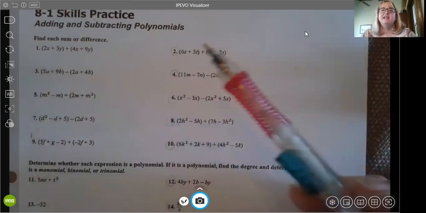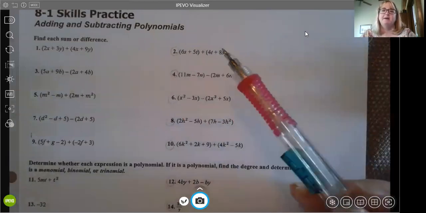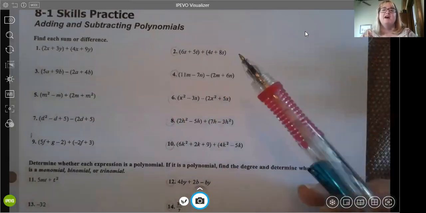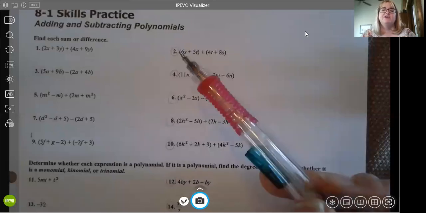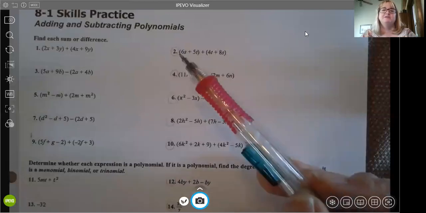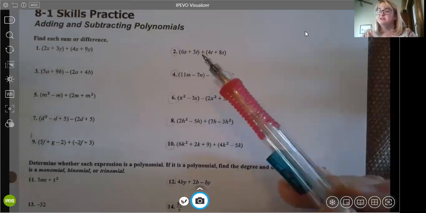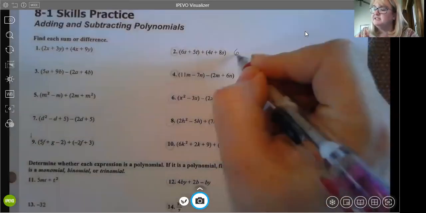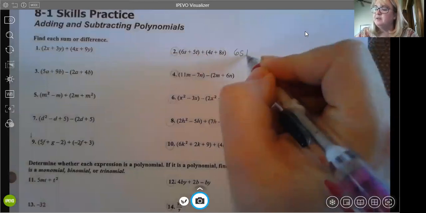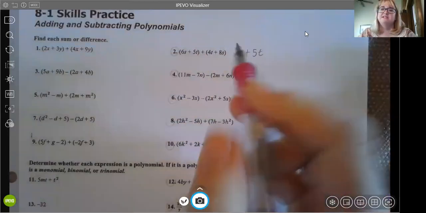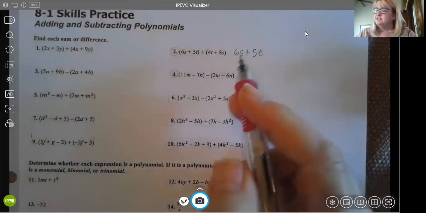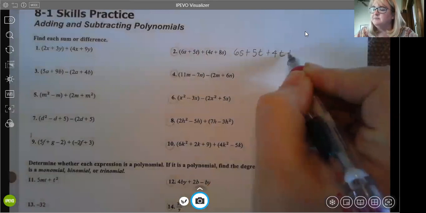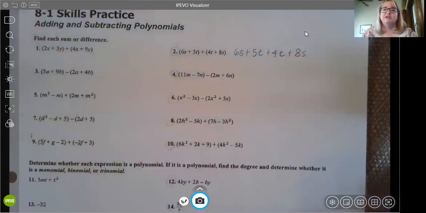And the first thing is we need to get rid of these parentheses. So we need to distribute what we can. Now it's pretty nice, this first binomial, we can just drop those parentheses because there's no negative sign. So it's going to be 6s plus 5t. Now there's a plus sign before this, so we're distributing the plus sign, so it would just be plus 4t plus 8s. So then you combine like terms.